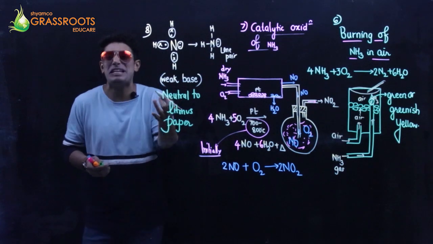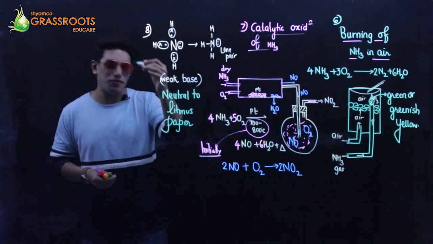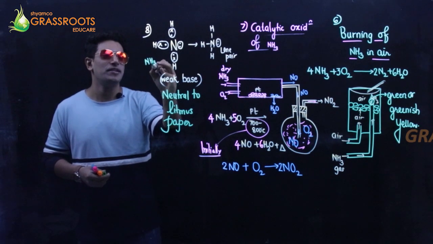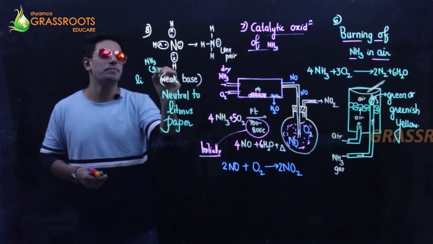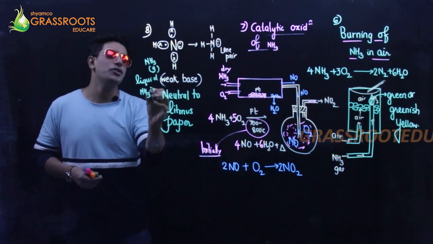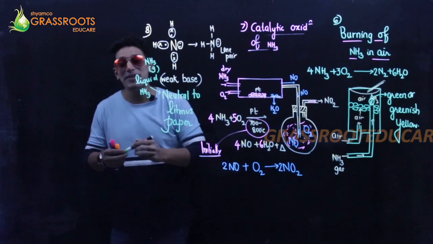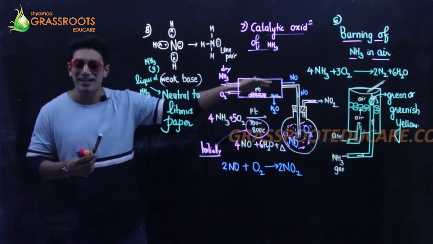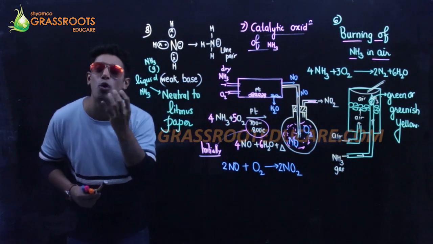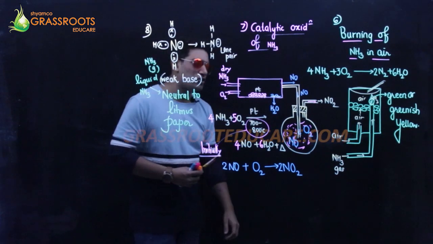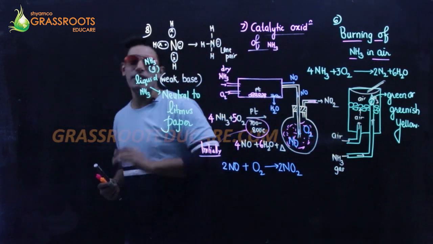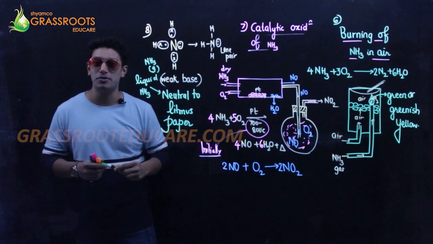Because of the weak basicity. Even forget about the ammonia gas, even liquid ammonia is also neutral to litmus paper, because haven't I told you a few minutes back that liquid ammonia has nothing to do with the presence of water. There is no water in liquid ammonia at all. So they both are neutral to a dry litmus paper.